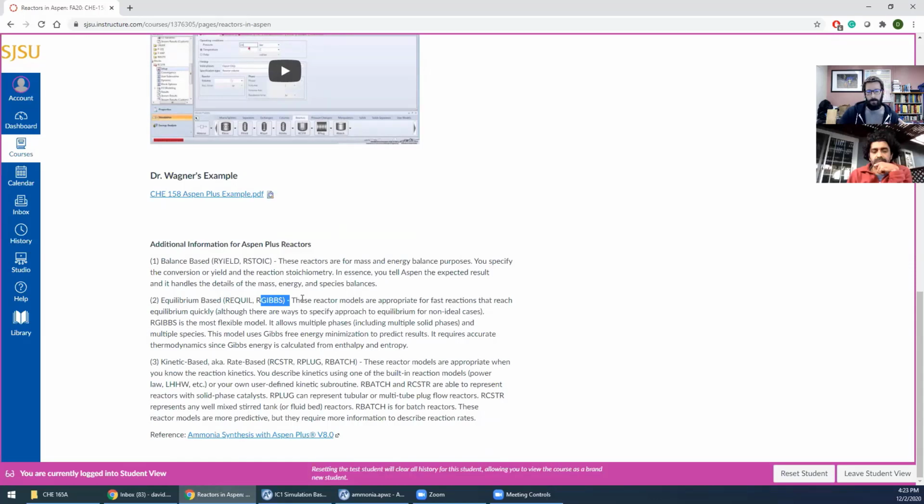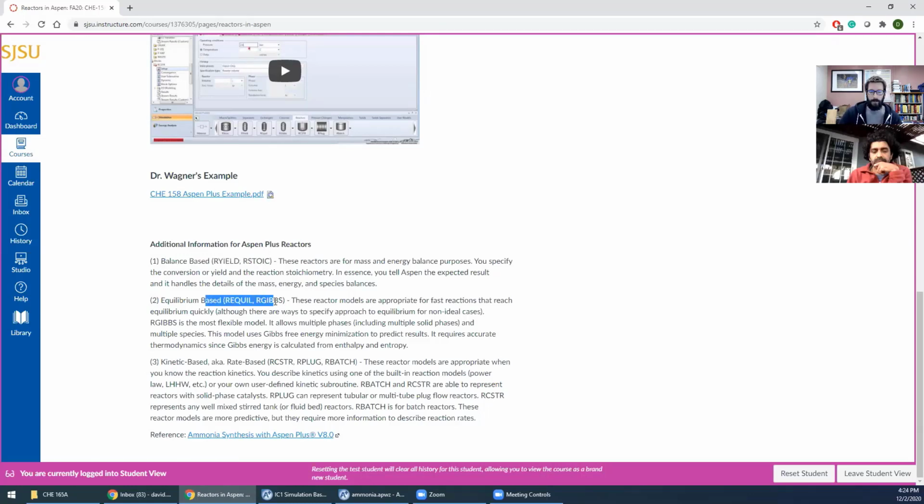Now, these 4, equil, Gibbs, stoic, and yield, they're not rigorous reactors. In other words, if you had to size an actual reactor of practical importance that you would build, you do not want to use one of these 4 reactors. These 2, yield and stoic, are balance-based. So it's just going to make sure that the mass balance works in and out. And you can specify the yield and that kind of stuff, and we'll go over that.